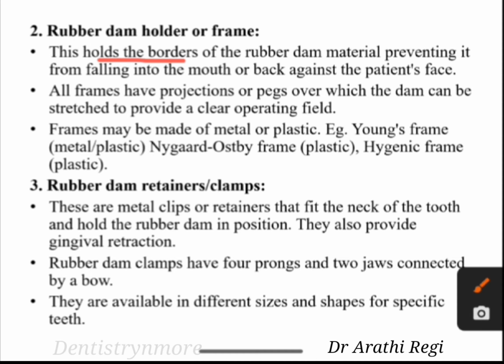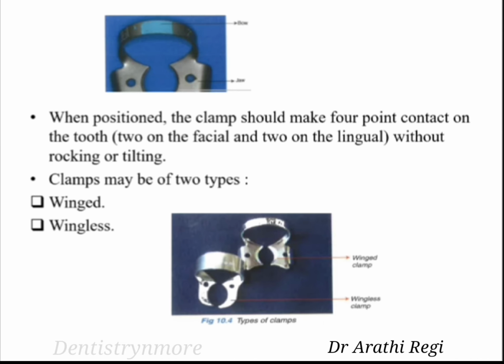The rubber dam retainer is the clip or clamp that fits on the neck of the tooth and holds the rubber dam in position. It also provides gingival retraction. It can be of different sizes and shapes. And there are two types, that is both winged and also wingless. You can see the two types, winged and wingless, in the figure.